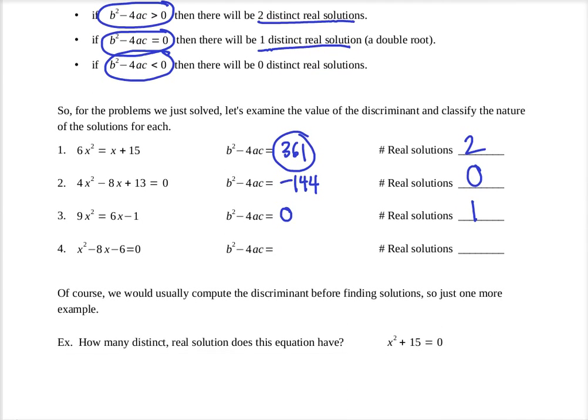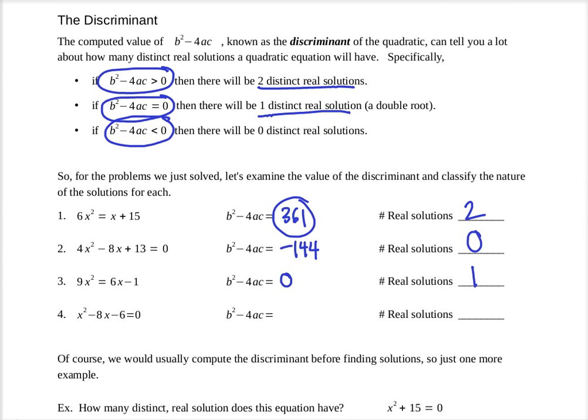So based on our answer for the discriminant, we can determine the nature of the solutions, how many real solutions we get. And finally, let's take a look at this last one. I think we got b squared minus 4ac was equal to 88. Now, I want to just distinguish 1 and 4. Both of them are positive discriminants, which give us two real solutions.